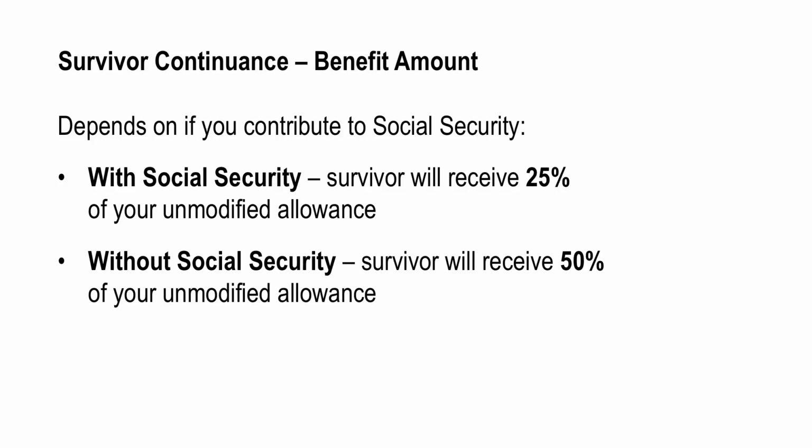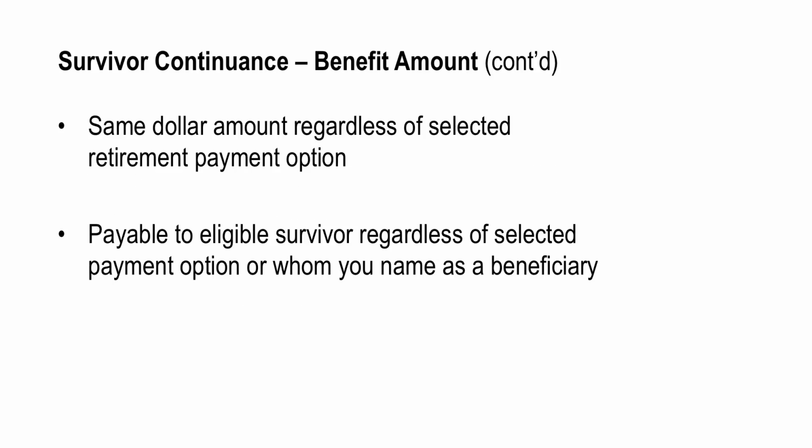The amount your survivor would receive is based on whether or not you contributed to Social Security during your CalPERS career. If you contribute to Social Security, then your survivor will receive 25% of the unmodified allowance after your death and retirement. If you do not contribute to Social Security, your survivor will receive 50% of the unmodified allowance. We'll explain what the unmodified allowance is in a little bit. Survivor continuance is the same dollar amount regardless of which option you choose or who you name as a beneficiary.